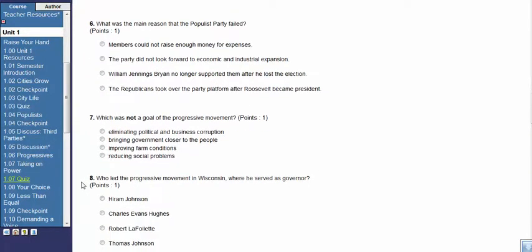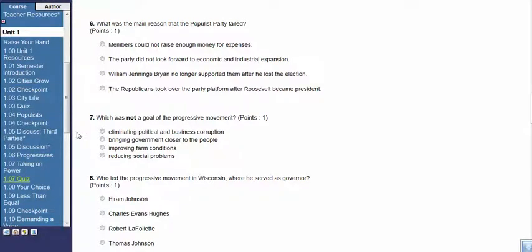Number 6, what was the main reason that the Populist Party failed? Members could not raise enough money for expenses, the party did not look forward to economic and industrial expansion, William Jennings Bryan no longer supported them after he lost the election, or Republicans took over the party platform after Roosevelt became president.